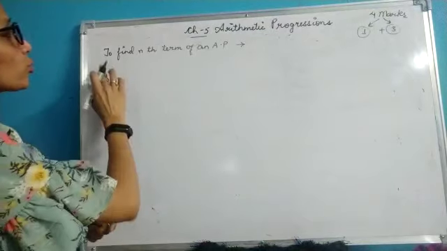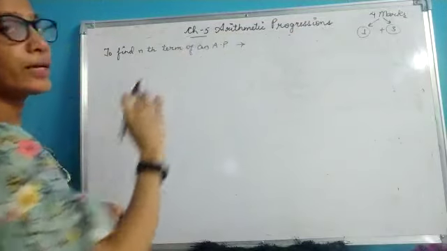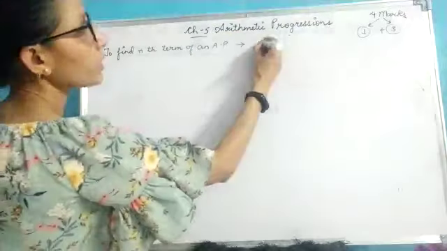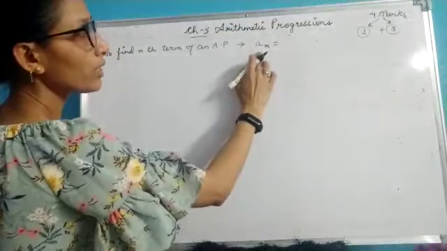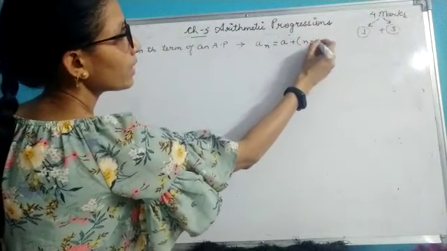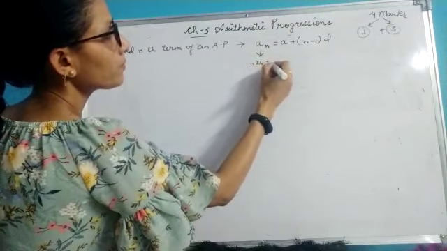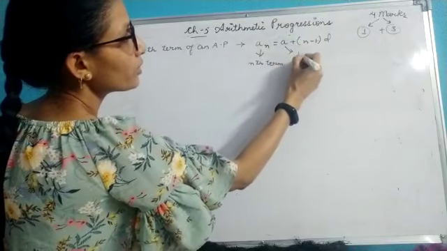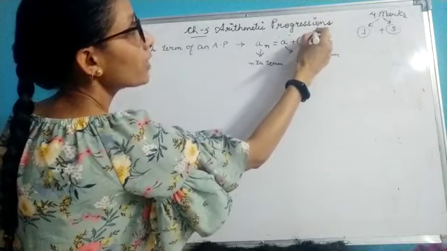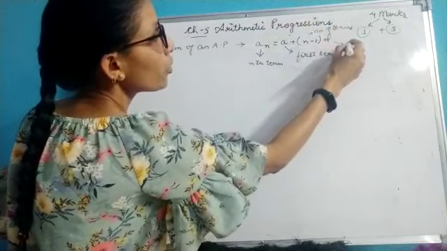So children, to find the nth term of an AP, arithmetic progression, in short written as AP, you can always apply this formula, which is nth term equal to a plus (n minus 1) into d, where this is your nth term, this is your first term, this is your number of terms, and d is your common difference.